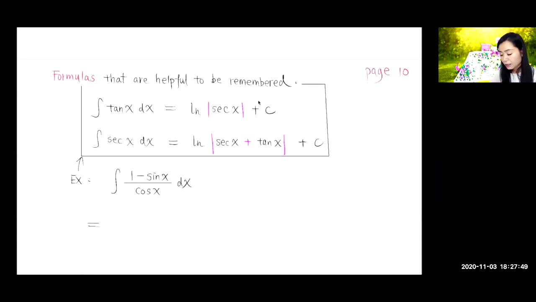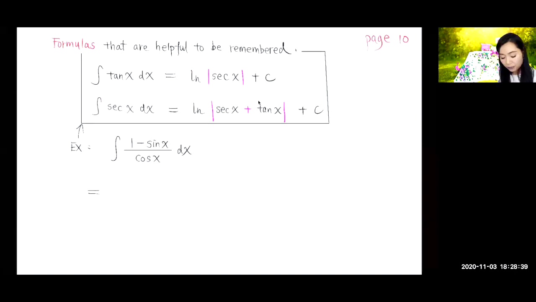Over here, I have two formulas that are helpful to be remembered. The antiderivative of tangent x is ln of absolute value of secant x plus a constant. The most general antiderivative of secant x is ln of absolute value of secant x plus tangent x plus constant. Notice that tangent and secant are always related. So their derivatives are related, and also their antiderivatives are related. So tangent relates to secant this way, antiderivative of secant relates to secant and tangent this way. So try to remember these two formulas.